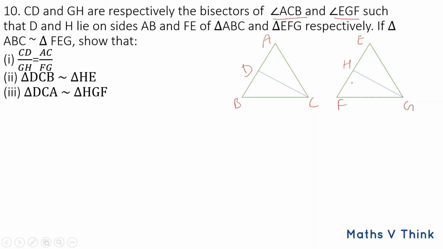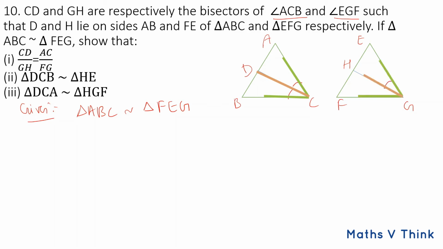Now we need to write the given part. Given: triangle ABC is similar to triangle FEG, and this line is the bisector of this angle, so I can tell this angle is equal to this angle. Same way for this triangle I can tell this angle is equal to this angle. I'll name the angles as 1, 2, 3, 4. So angle 1 is equal to angle 2 and angle 3 is equal to angle 4, as these are angle bisectors. Now to prove these things.